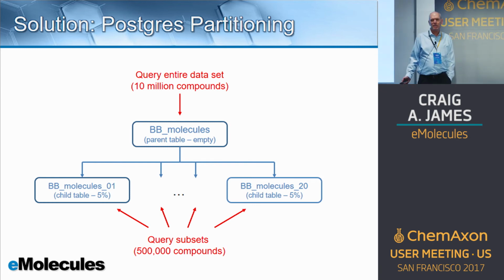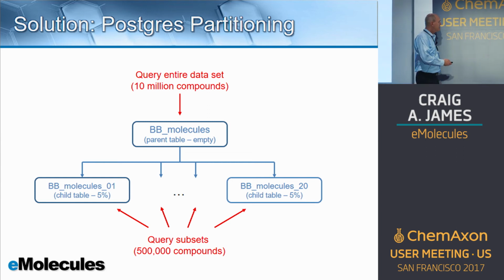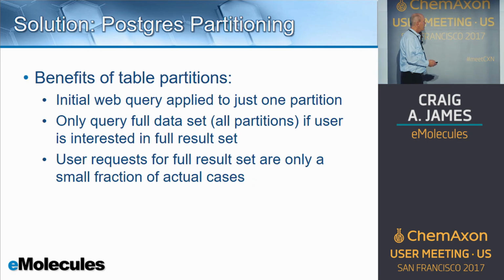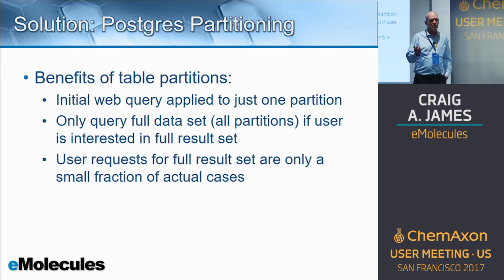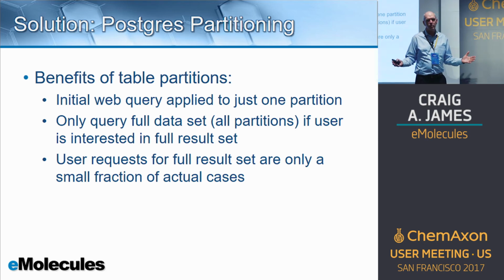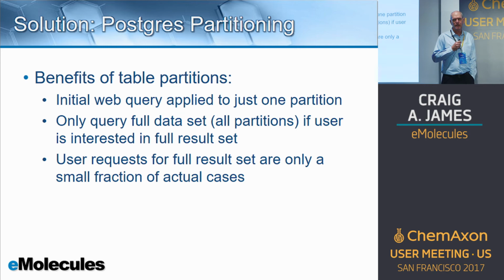So if we have 10 million compounds, instead of putting it in one big table, we can put it in 20 partitions. And the cool thing about that is that you can query either the full table and Postgres just takes care of it for you as though it were one table, or you can query each partition individually. So now instead of having 10 million compounds, you have 500,000 compounds in each partition.